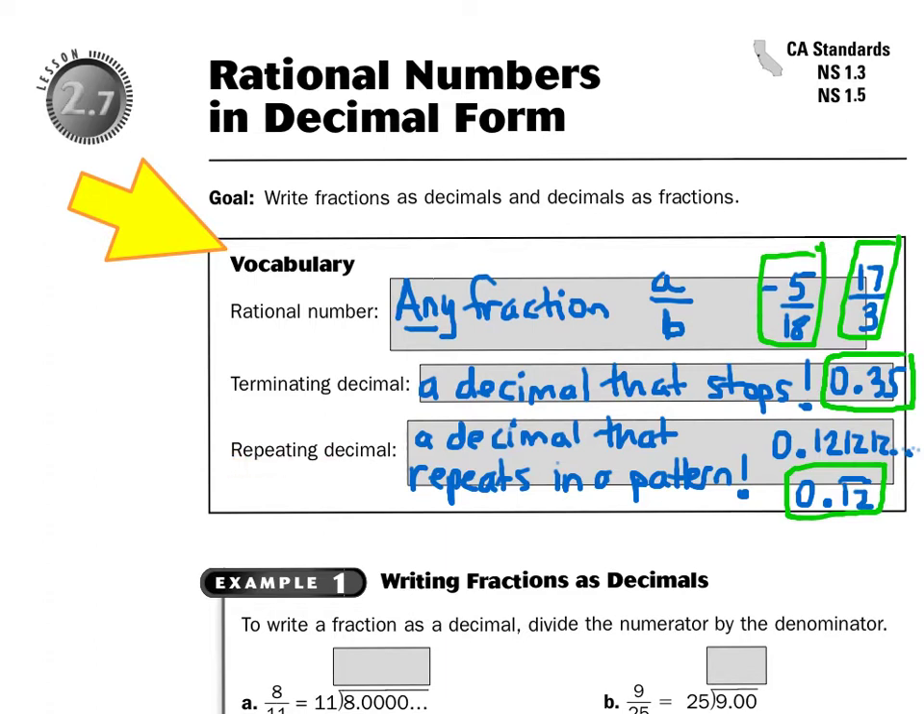A repeating decimal is a decimal that repeats in a pattern. So, for example, 0.121212... It would keep going 1 and 2 forever. And we use a bar to show somebody what's repeating. So a better way to write that would be 0.12 with the bar over the 1 and the 2.